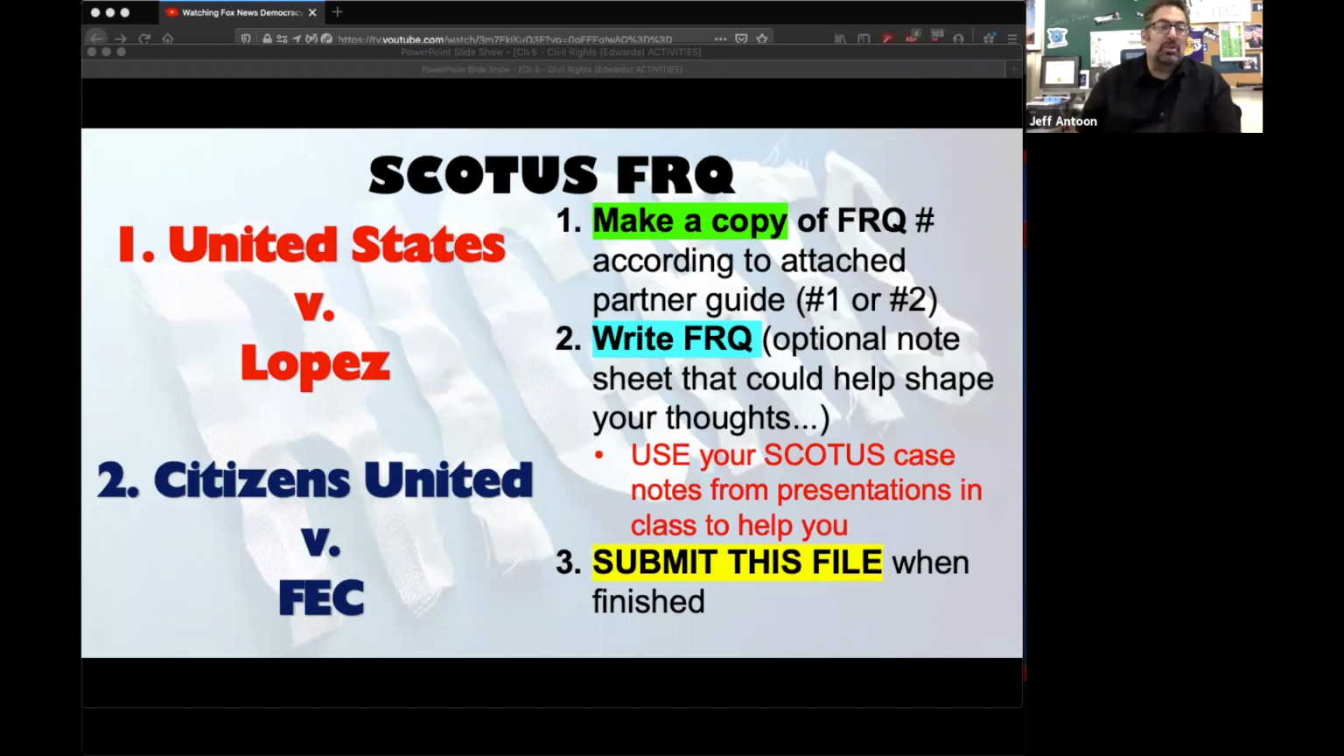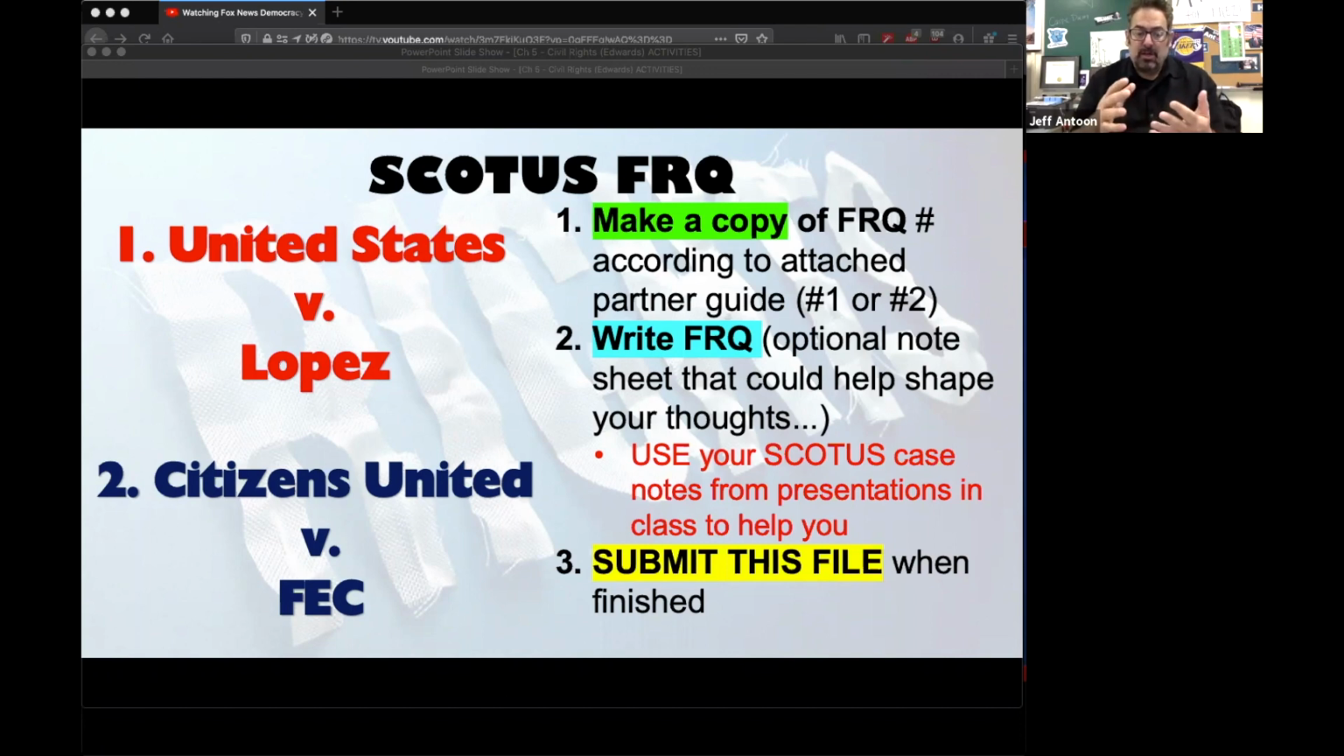We're going to be doing the SCOTUS FRQ discussion today. I want you to understand this is the hardest of the four because this is the lowest scoring one. So I want to make sure we practice this time along. So here's what you're going to do.